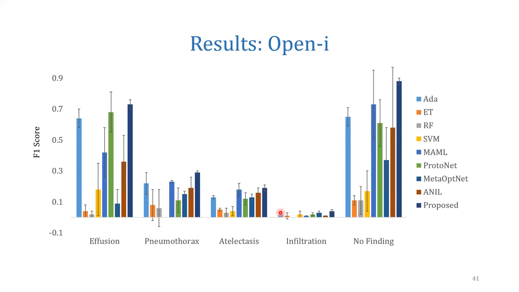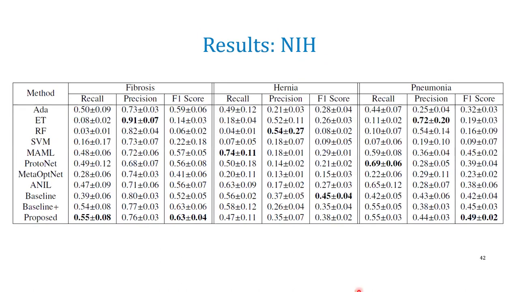So one point that I was trying to show you is that for some of the diseases and conditions, we have F1 score as high as 0.7 or 0.8. But for a number of diseases and conditions, we do not have very high F1 scores. So that is a problem with a few shot learning method. I guess because we use only a handful of training examples to train our model, that is why we are not getting very good F1 scores for all the diseases and conditions. And similar trends can also be seen if we consider the results on the NIH chest X-ray dataset.